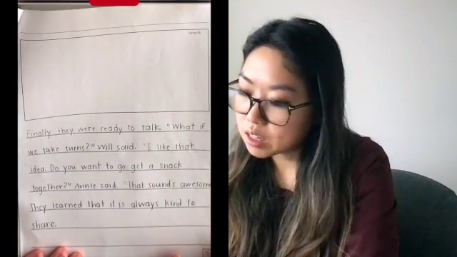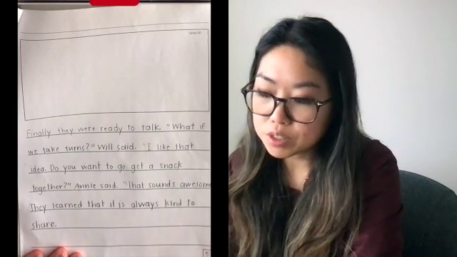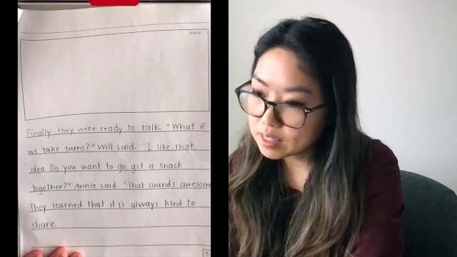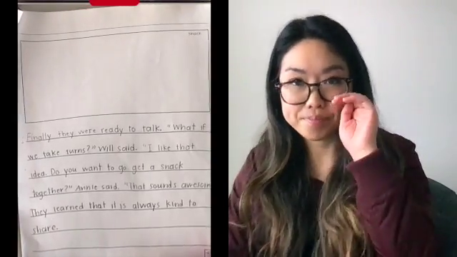Finally, they were ready to talk. "What if we take turns?" Will said. "I like that idea. Do you want to go get a snack together?" Annie said. "That sounds awesome." They learned that it is always kind to share.